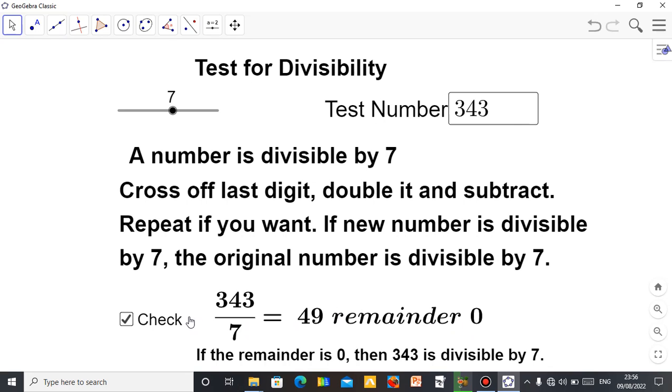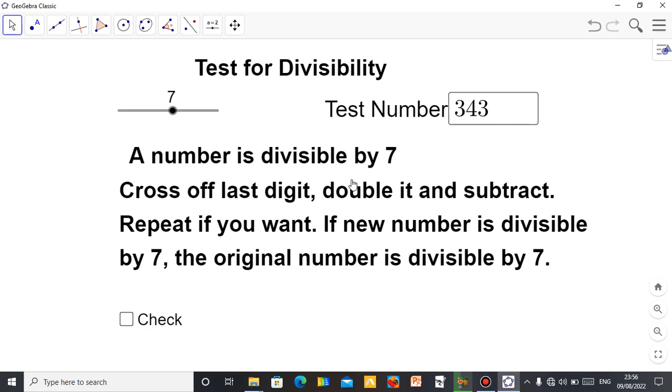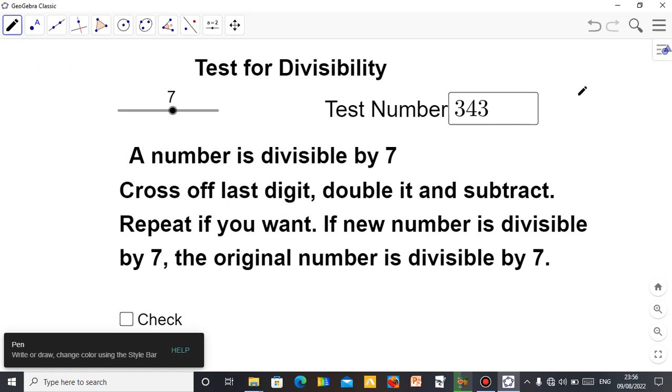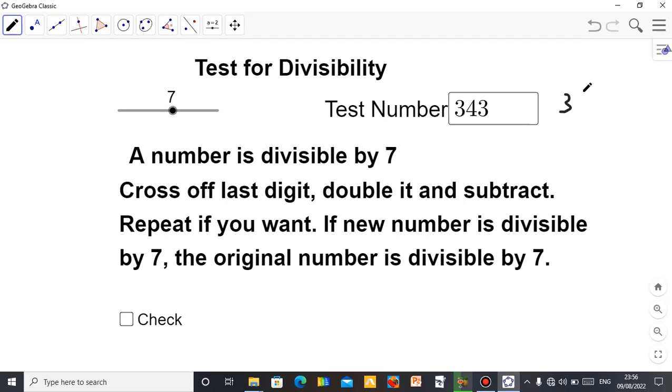You can see it here. The remainder is 0. So let's demonstrate the check. We say cross off the last digit. Alright, take your pen. This is 343. You want to check if it's divisible by 7. Cross it off. You are left with 34. Then we say double it, which is 3 plus 3, that will give you 6. Alright. Then we now say and subtract.